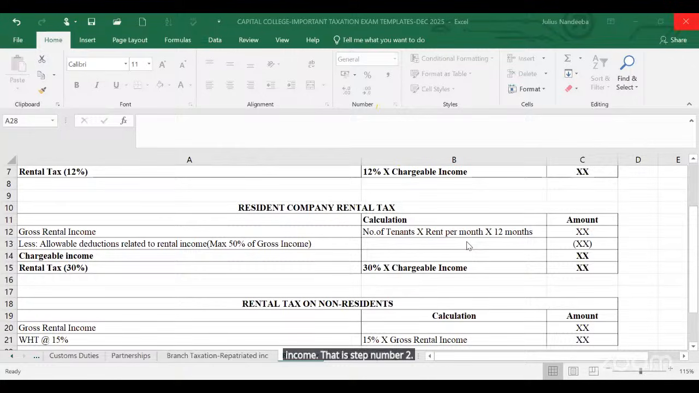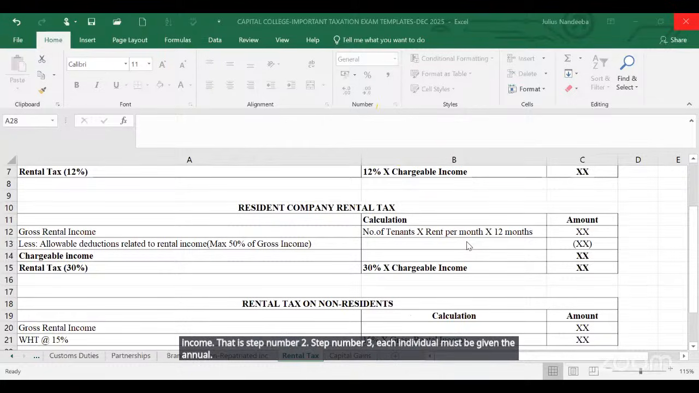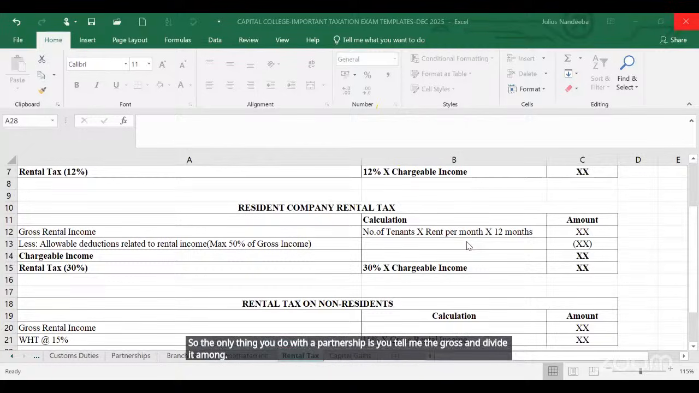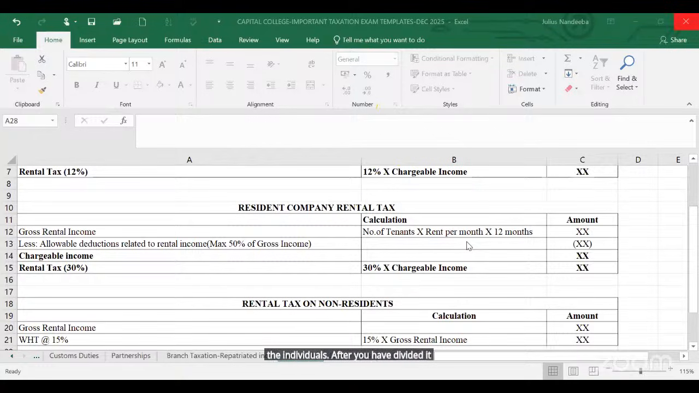Step number 3, each individual must be given the annual threshold, the 2,820,000. And the next step, the balance is charged 12%. So the only thing you do with the partnership is determine the gross and divide it among the individuals. After you have divided it among the individuals, behave like an individual.